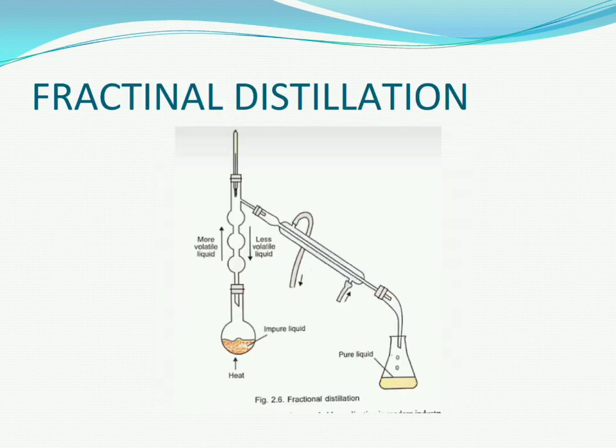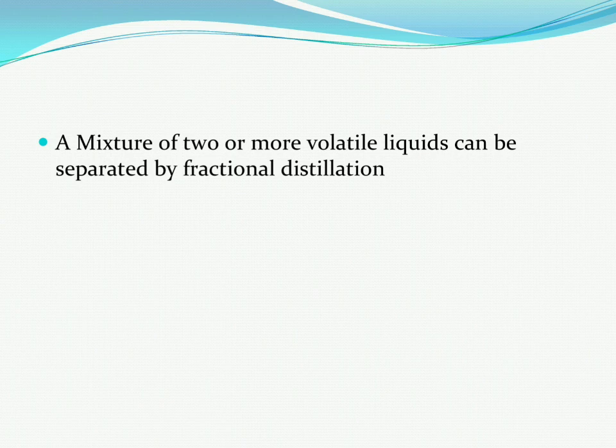Fractional distillation. A mixture of two or more volatile liquids can be separated by fractional distillation. When their boiling points differ by more than 40 degrees centigrade, the operation can be carried out with the help of simple distillation apparatus. The more volatile liquid passes over first and it is collected in a receiver. When the temperature begins to rise for the second time, the first receiver is disconnected. A new receiver is attached as soon as the temperature becomes constant once again. Thus, the distillate is collected in fractions and the process is termed fractional distillation.